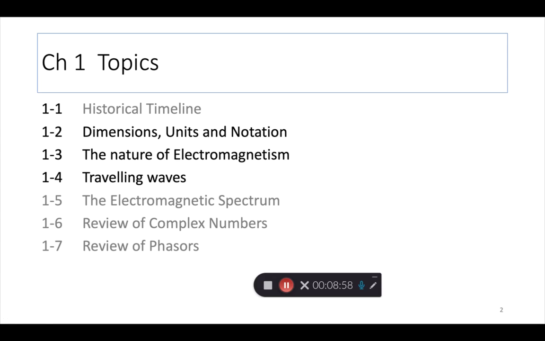1-6, 1-7 is just material we have already studied. Complex numbers, phasors, etc. We did that in electrical circuits 1, electrical circuits 2. So I don't have to spend too much time on those. At least I won't look at any of the theory in the lecture. I may look at 1 or 2 problems just to refresh your memory on these topics. Okay, so that's the plan for chapter 1.